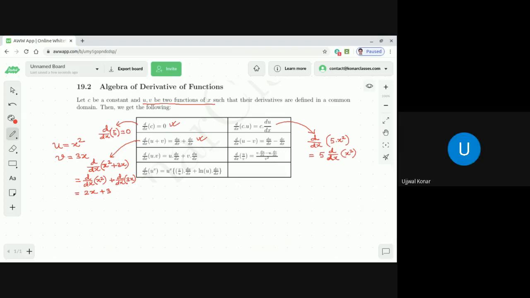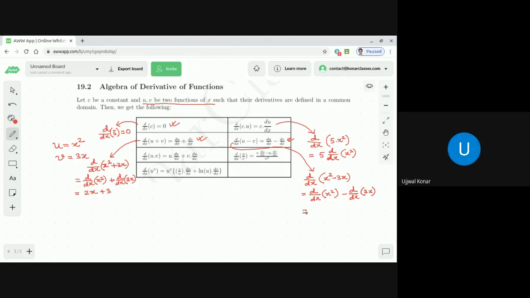Okay. Similarly, you can find d/dx of u minus v. In the same logic, d/dx of x square minus 3x is equal to d/dx of x square minus d/dx of 3x, correct or not?